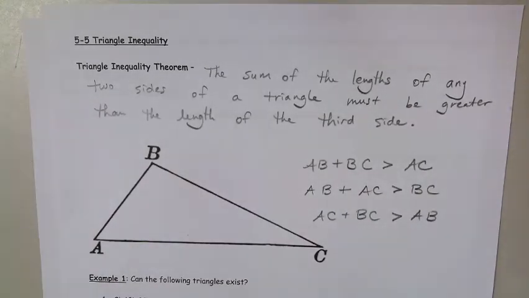Okay, so the triangle inequality theorem says this, and you want to write this down. The sum of the lengths of any two sides of a triangle must be greater than the length of the third side. The theorem 5.12 that I just showed you previously is a condensed version of what this is saying. It means the same thing. I don't care which one you remember because they both mean the same thing. So go ahead and write that down.